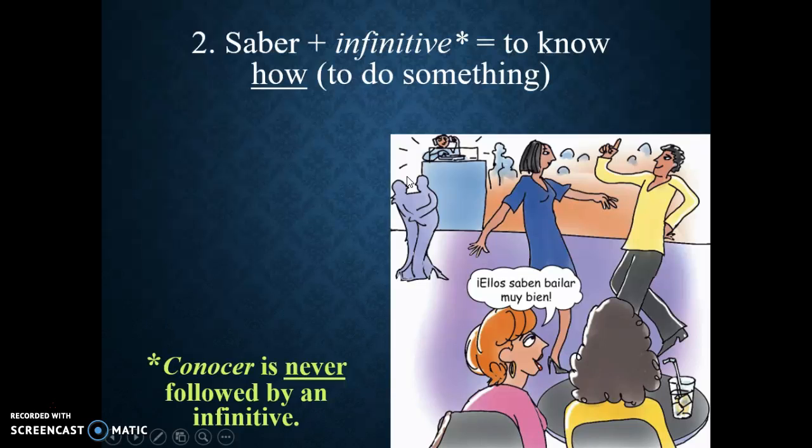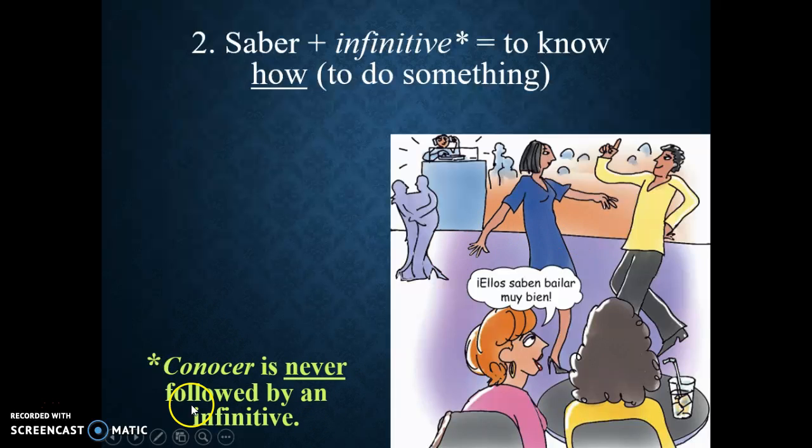The second instance we use saber is to know how to do something. In order to express this, you take the verb saber plus any verb, key right here, any verb in the infinitive to express how to do something. Look at what these ladies are saying. Ellos saben bailar muy bien. They know how to dance very well. They know how to dance good.